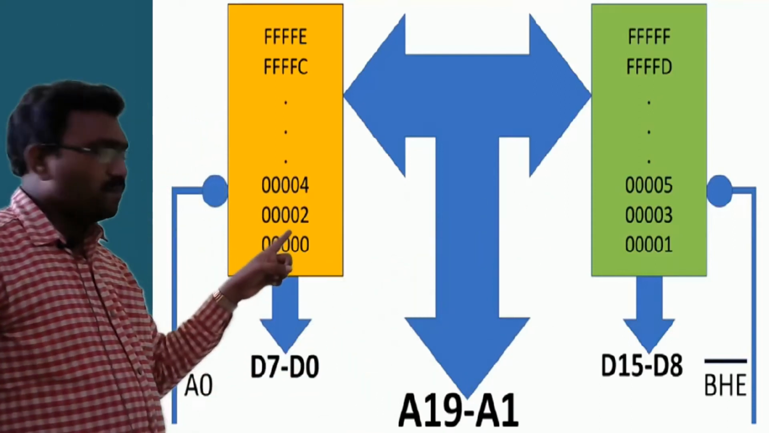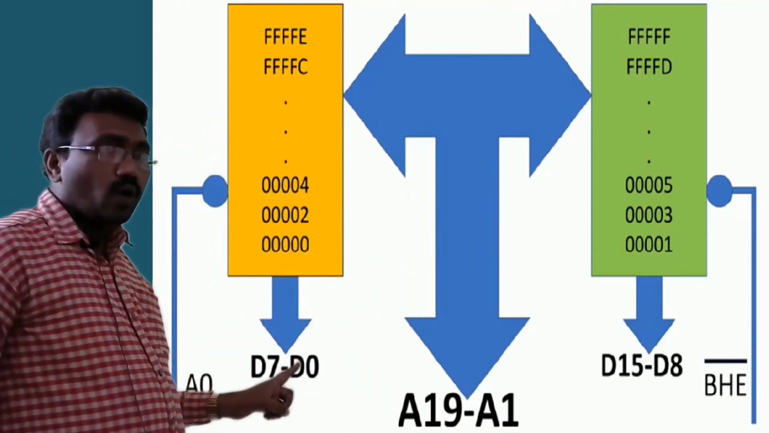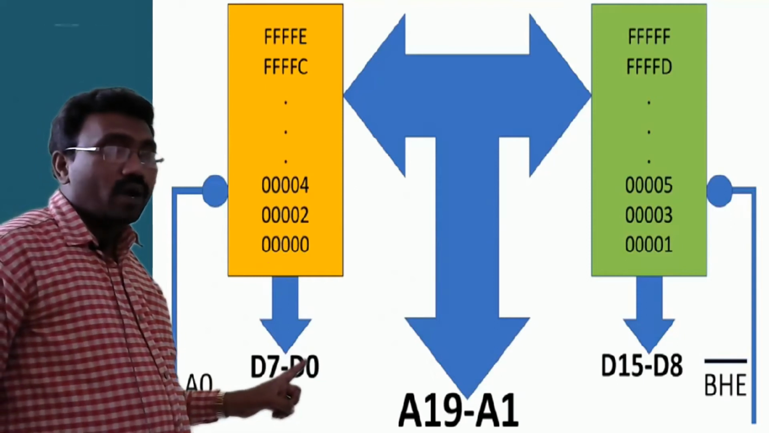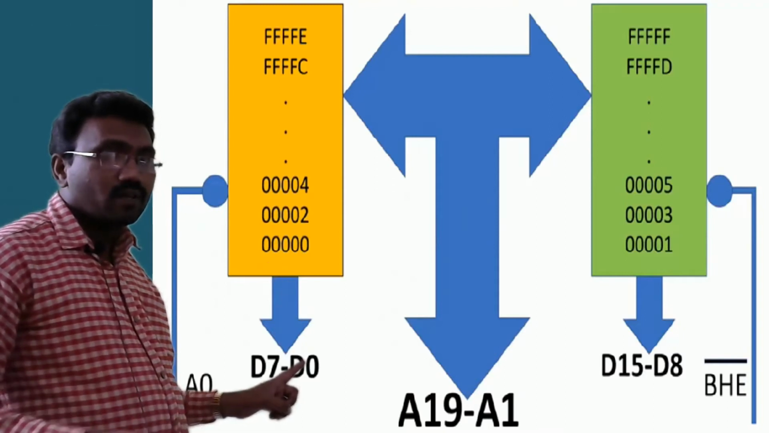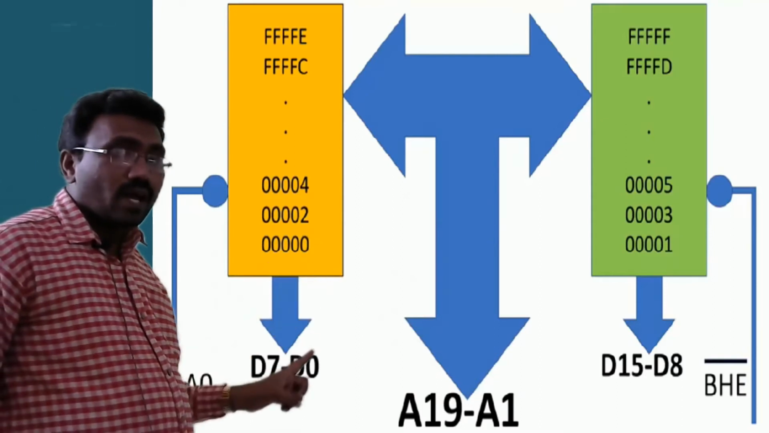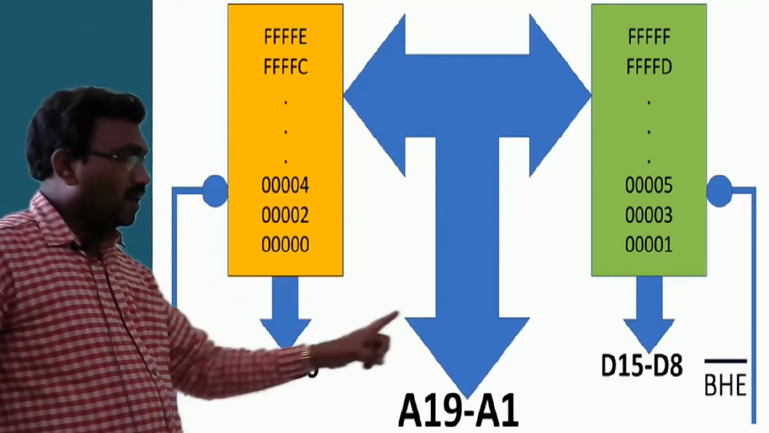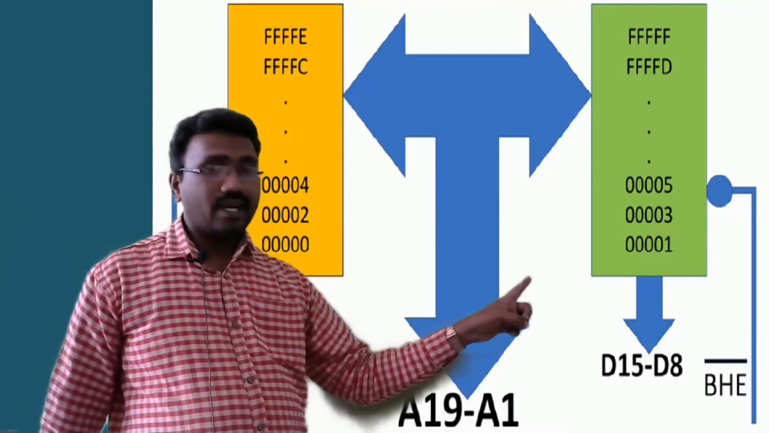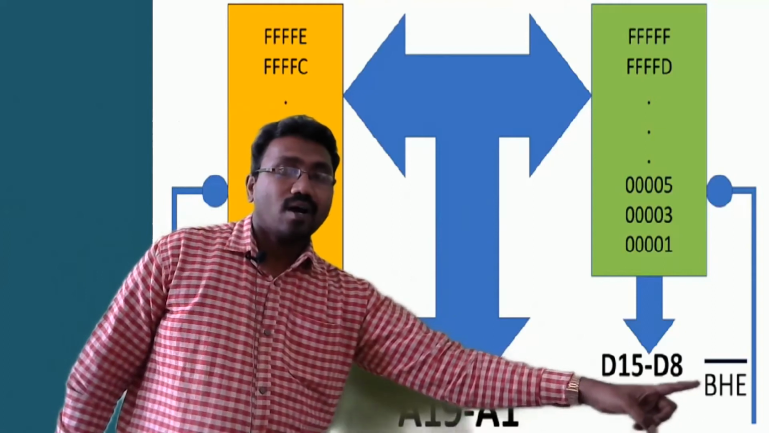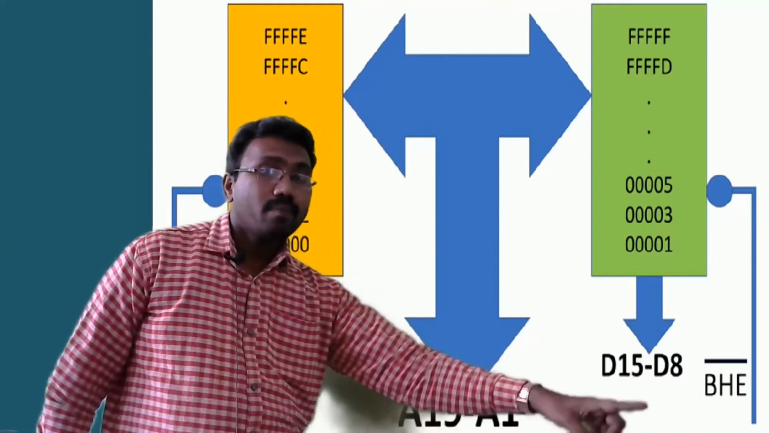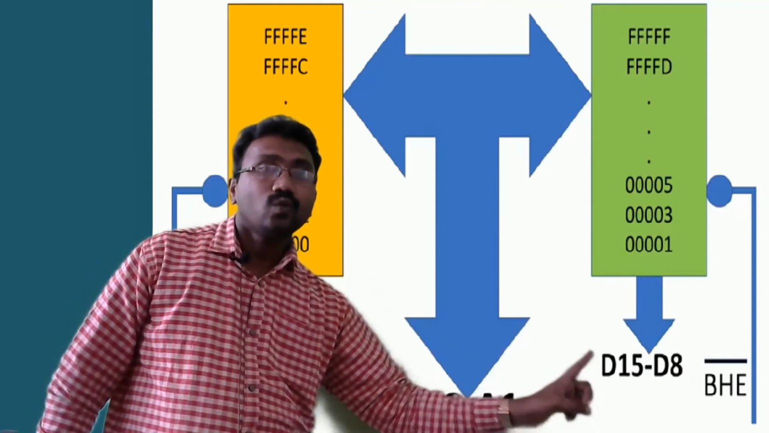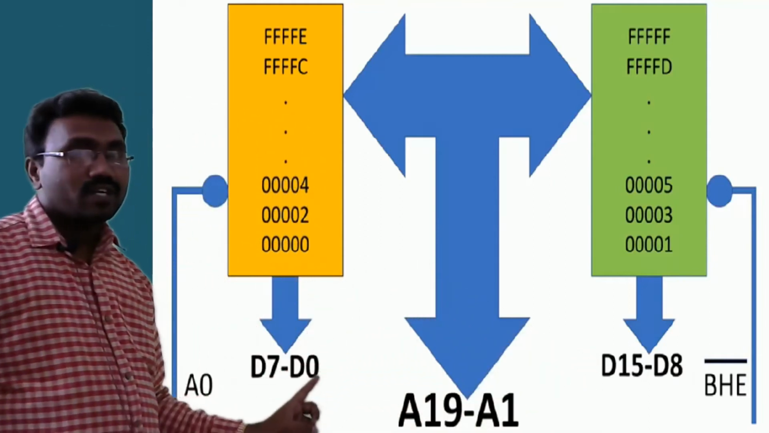From the even bank, the data moves through the lower order data bus. Total data lines are D0 to D15. The lower order byte is D0 to D7. So from the even bank to the processor, the data is transferred through the lower order data bus D0 to D7, whereas from the odd bank, the data moves through D8 to D15, the higher order data bus. BHE bar, Bus High Enable, this signal enables the higher order bus, D8 to D15, whereas D0 to D7 is the lower order byte.